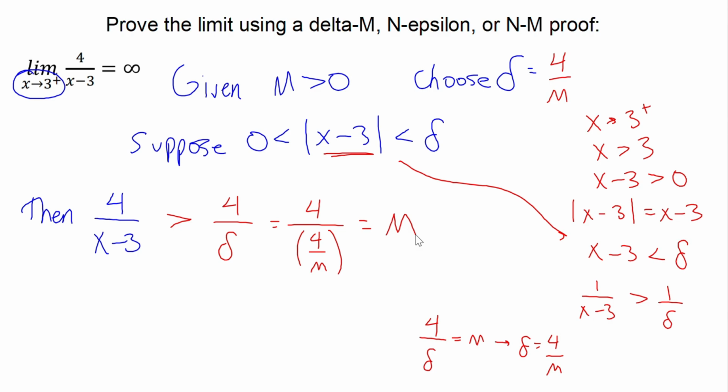Now we've shown that given an M greater than 0, if we choose delta to be 4 over M, then as x approaches 3 from the right, which is what we're doing here, we have a small interval surrounding 3, 3 plus delta and 3 minus delta, and 4 over x minus 3, the function, is always greater than M, whatever value we might choose. So that's our proof.